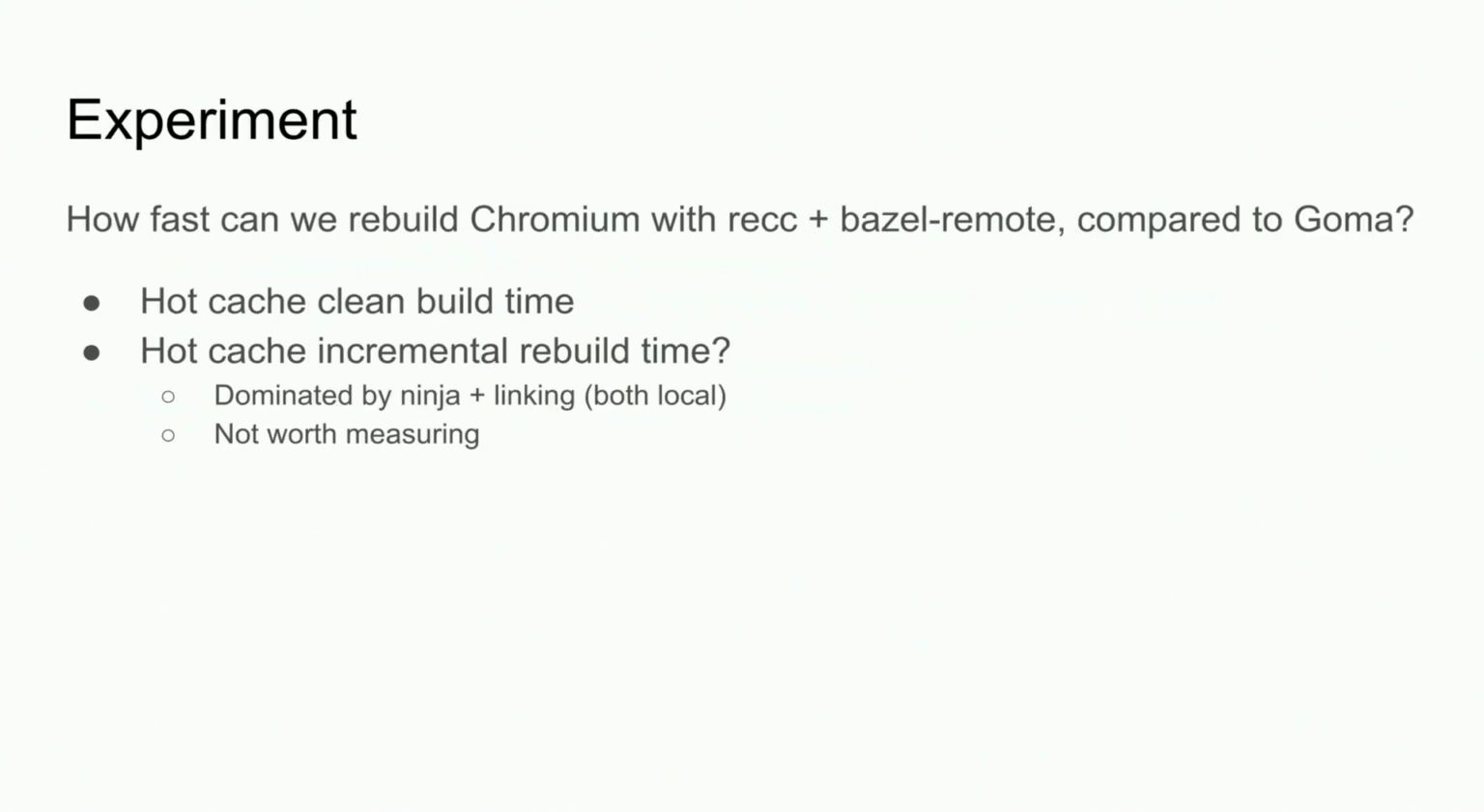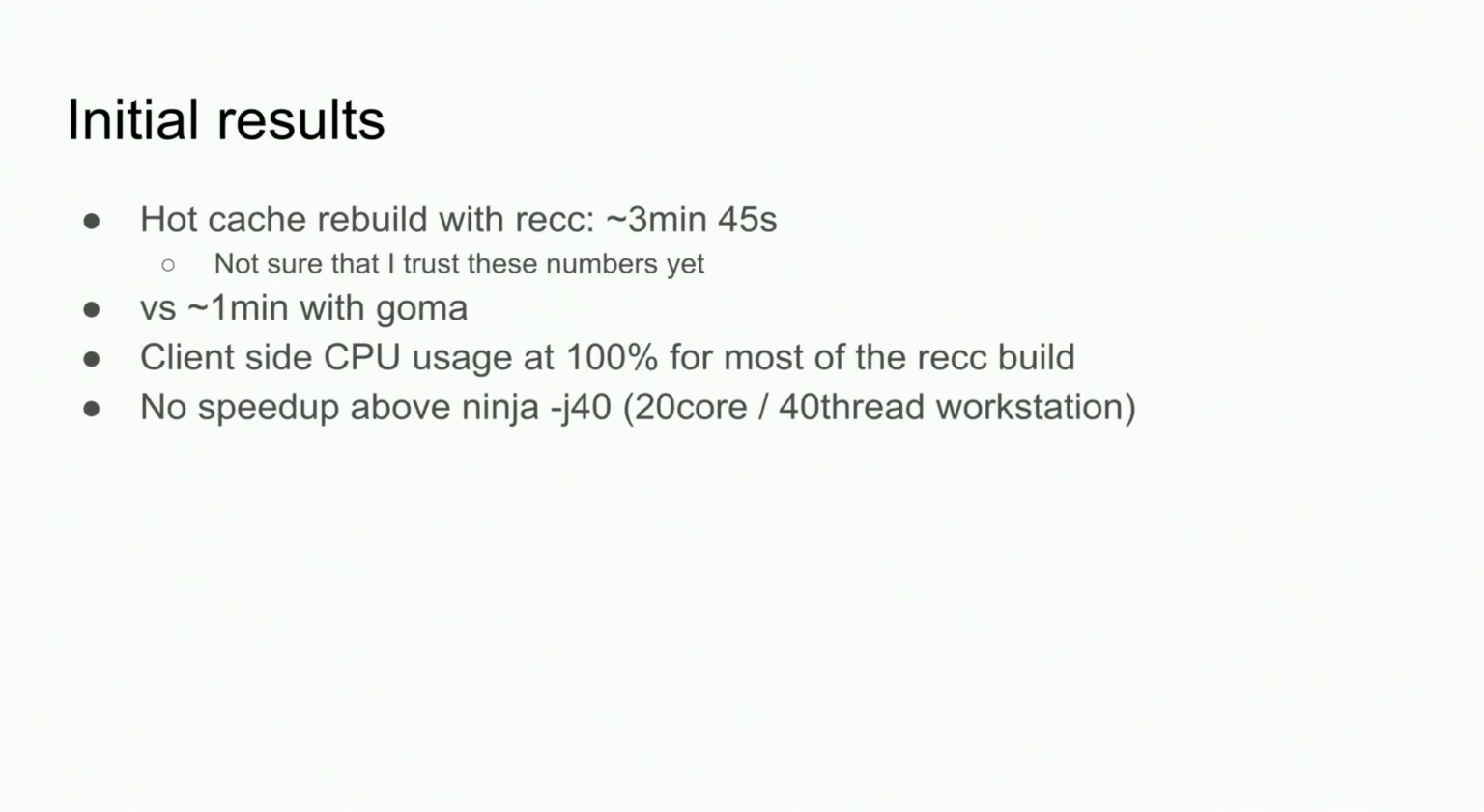So here's our experiment. If we can build Chromium with rec and Bazel Remote to populate the cache, how fast can we rebuild? It's not really worth considering the incremental rebuild time because this is dominated by running Ninja, which takes a couple of seconds, and then linking after the result. So that's not really worth measuring. And these are our initial numbers.